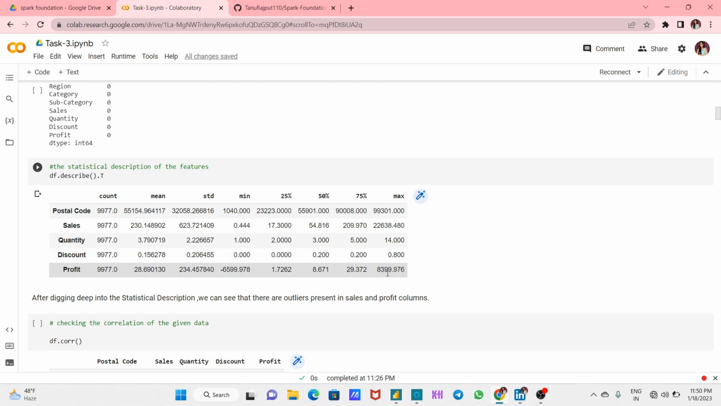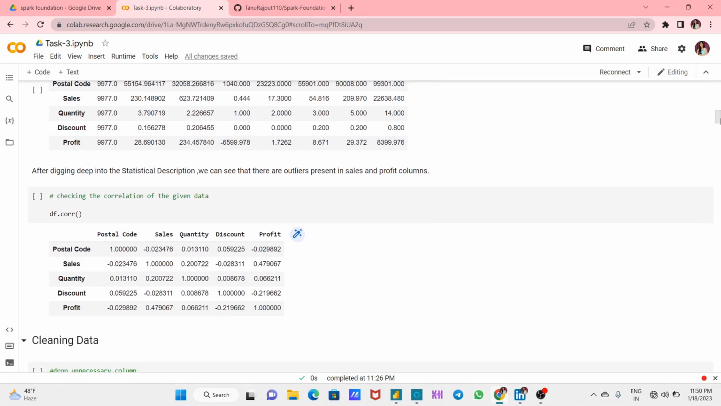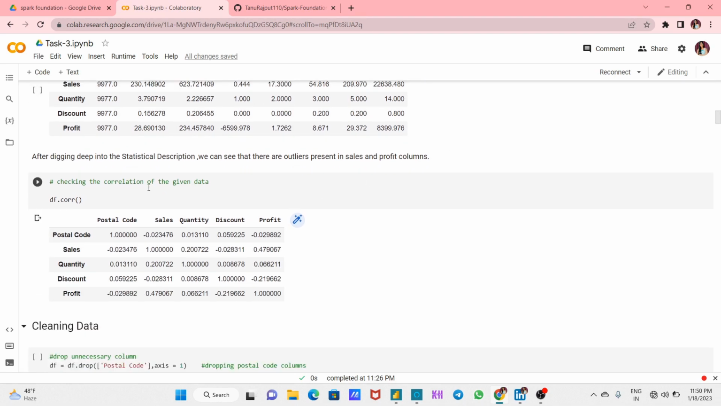Here we can see clearly. After digging deep into it, we can see that there are outliers present in the sales and profit columns. This is the correlation of the given data set, and we can clearly see that there are no different columns which are highly correlated to each other.